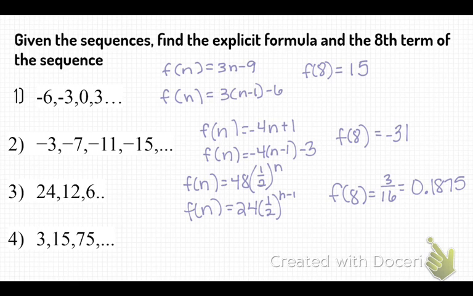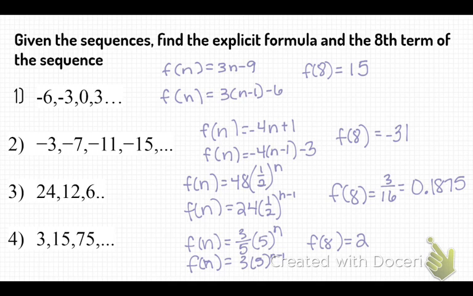Finally, number 4. The zero term, you could either put 0.6 or literally 3 divided by 5. And your first term. Do we get these right? Yes, ma'am. And what is our 8th term for number 4? This is a big number. 234,375. Yes, thank you. Do you get that?